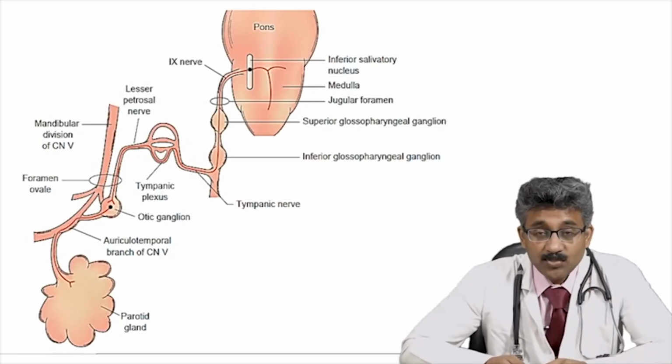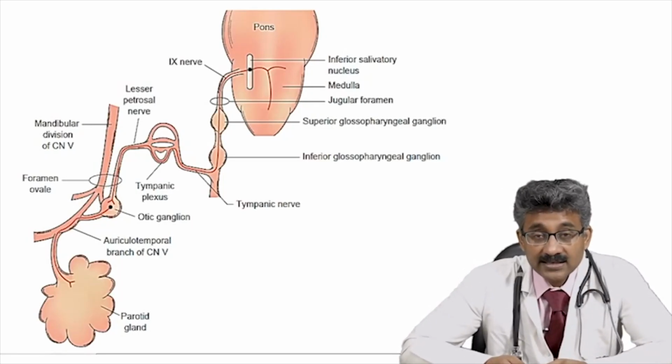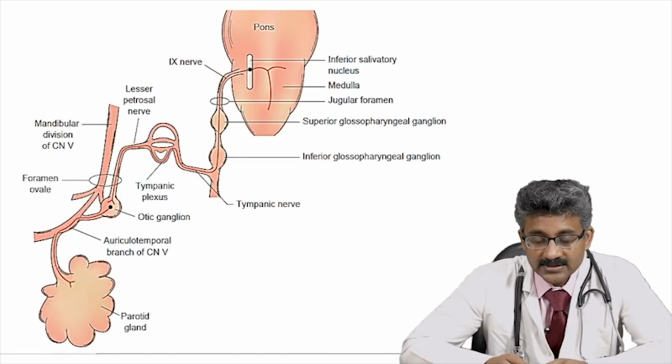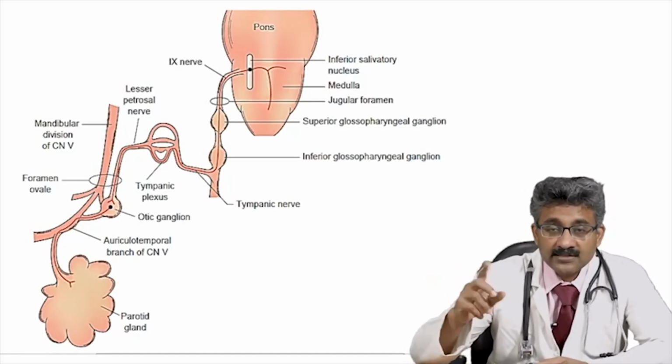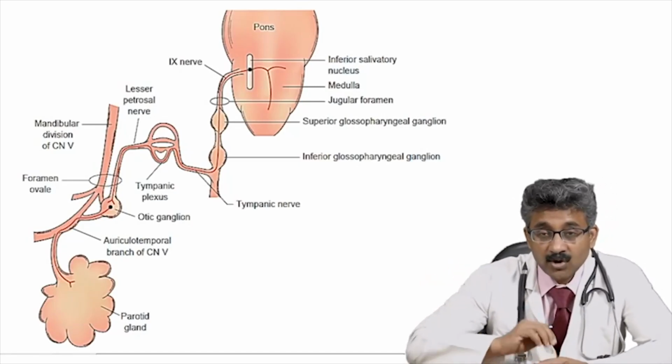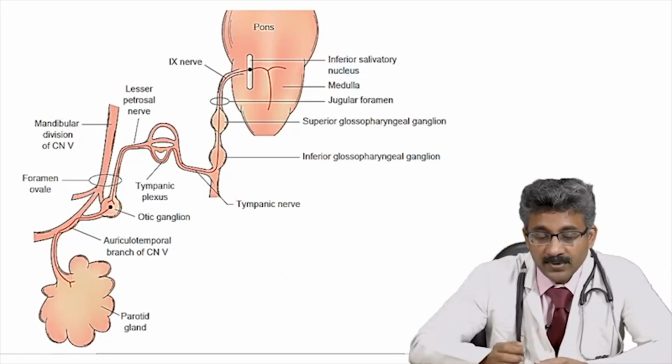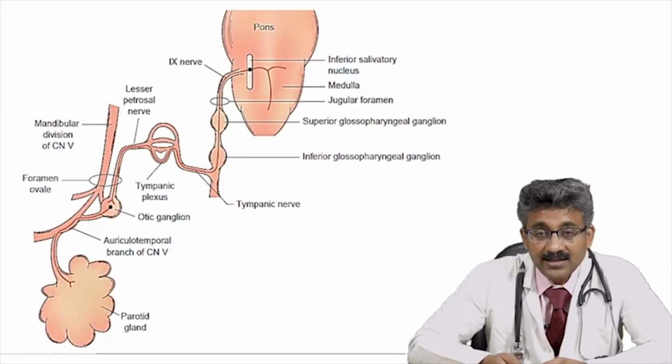The vagus nerve supplies all the muscles of the pharynx and larynx except stylopharyngeus, which is supplied by the ninth nerve, and tensor veli palatini, which is supplied by the fifth nerve. Suppose one side 10th nerve is affected, the arch on that side of the uvula will be lowered down because of the weakness of the levator veli palatini.